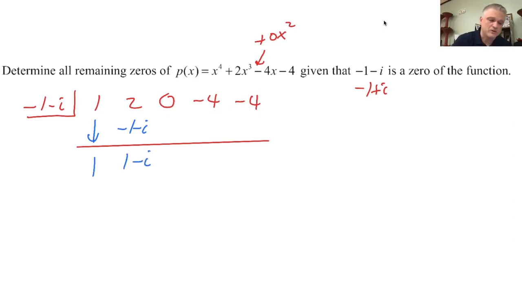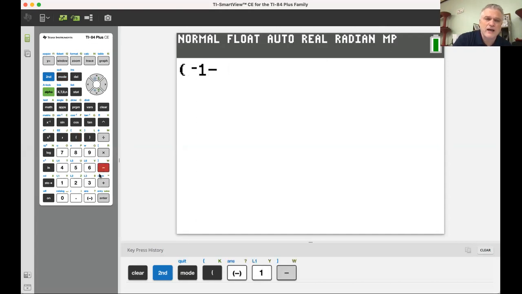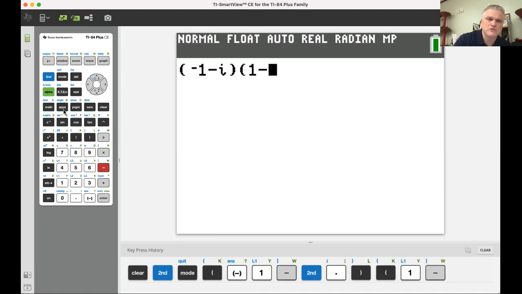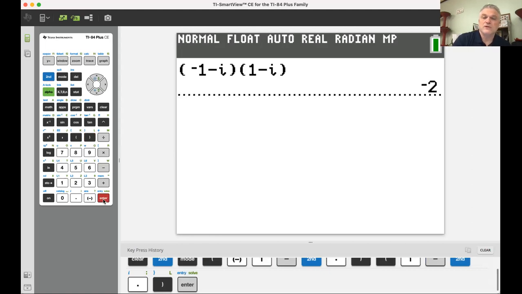Now here's where I'm going to let the calculator help us, because you know that you have to take -1 minus i and multiply it by 1 minus i. So let's switch over. Now I am in my TI-84 screen, and I wanted to multiply -1 minus i times 1 minus i. So here are the buttons I would push. I would put my first term in parentheses, -1 minus. Now where's the i? The i is right here. It is 2nd decimal point. That's -1 minus i. And we're going to multiply it by 1 minus i. So 1 minus, again, 2nd decimal point is the i. And I just hit enter. Believe it or not, it's -2.